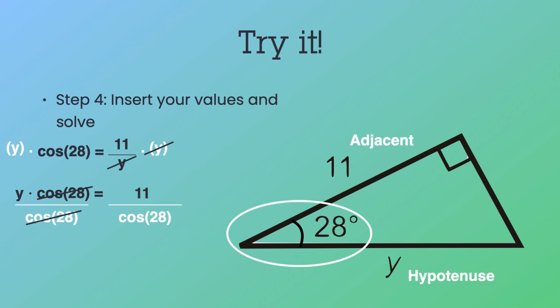And here again, if you like, you're welcome to find the decimal equivalent of your cosine of 28, which would come out to 0.883. If your calculator can handle it though, it's always better to do that division step all in one. So actually type in 11 divided by the cosine of 28, and you should get an answer that rounds to 12.5.